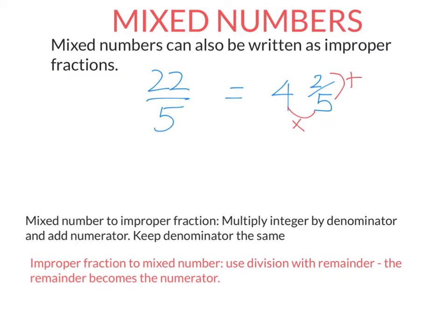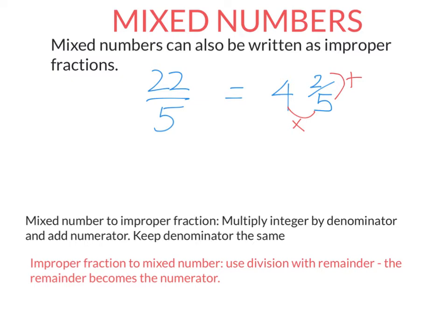On the other hand, if you want to go improper fraction to mixed number, you use division with remainder. The remainder is the numerator. So 22 divided by 5. This line here means divide. 22 divided by 5 is 4, remainder 2. So the 4 goes here, the remainder becomes the numerator, and once again, you keep the denominators the same. So we're going to need to use that when performing operations.